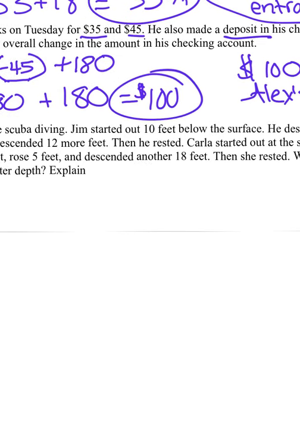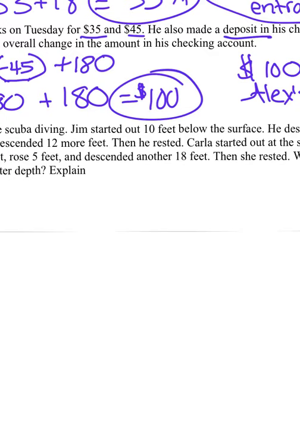Okay, now we're going to represent this last example using integers. Is everyone ready? Okay, Jim and Carla are scuba diving. Jim starts out 10 feet below the surface. He descends 18 feet, rose 5 feet, and descends 12 more feet. Then he rested. Carla started at the surface. She descended 20 feet, rose 5 feet, and descended another 18 feet. Then she rested. Which person rested at a greater depth? Explain.